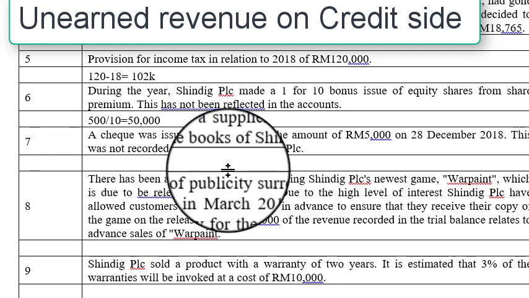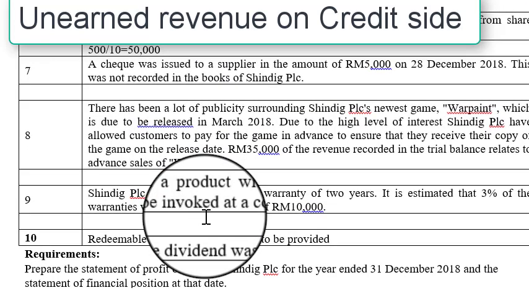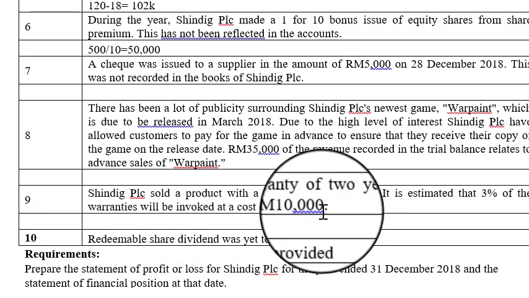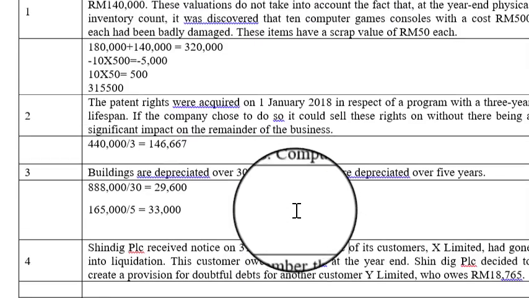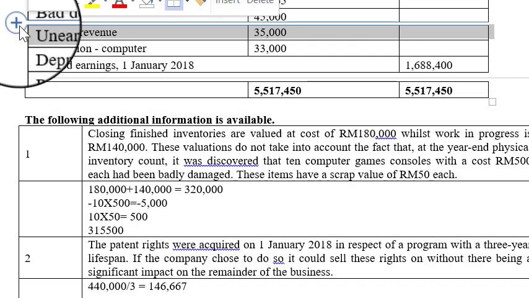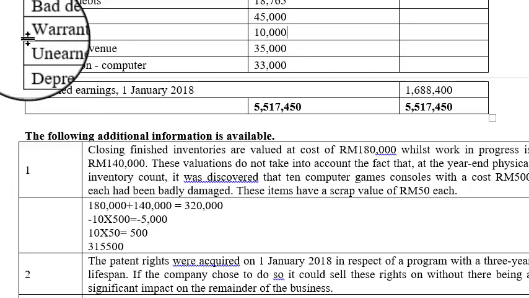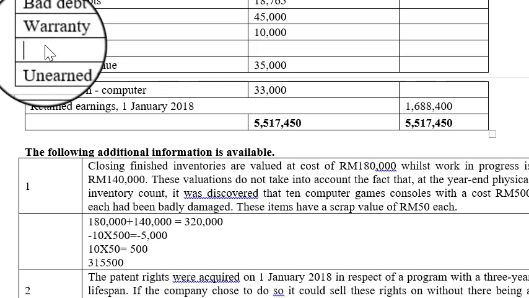Next, product with warranty of 2 years, estimated 3% will be brought forward at a cost of 10,000. So that means now you will have a warranty expense of 10,000 and the provision for the warranty expenses. Here we have 10,000.